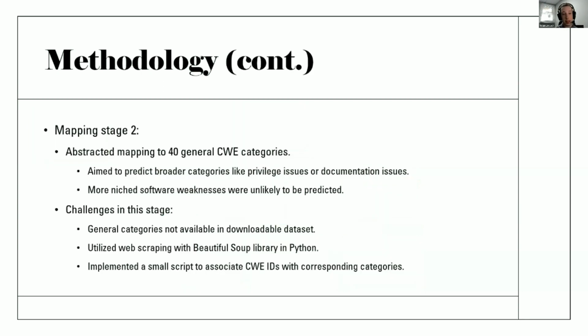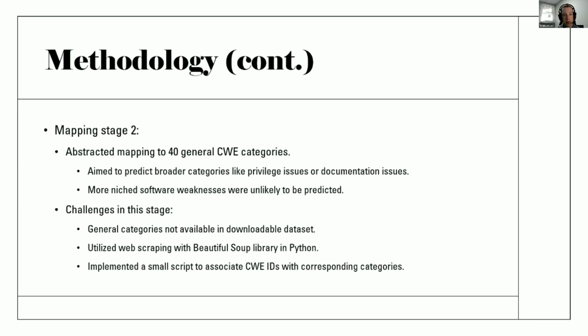So in the second stage of the mapping, we abstracted the mapping to make it so that the lines of the promise_exp text file were mapped to the 40 general CWE categories, since we found it unlikely that the algorithm would be able to predict an extremely niched particular software weakness, but would instead be able to more accurately predict more general categories, such as privilege issues or documentation issues, to name a couple.